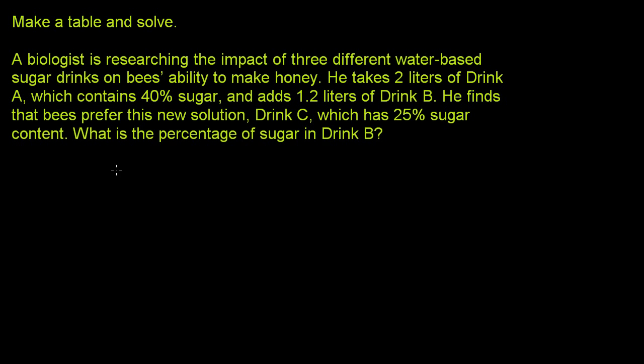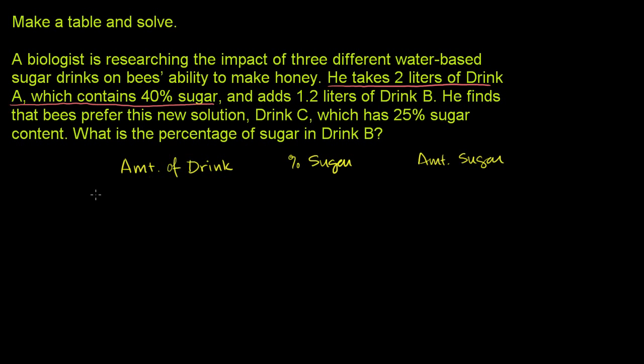So let's take amount of drink, and then we'll say percent sugar, and then we can say sugar quantity, so the actual physical quantity of sugar. Maybe I should say sugar amount, or amount of sugar. Now, this first drink, drink A, he says he takes 2 liters of drink A, which contains 40% sugar.